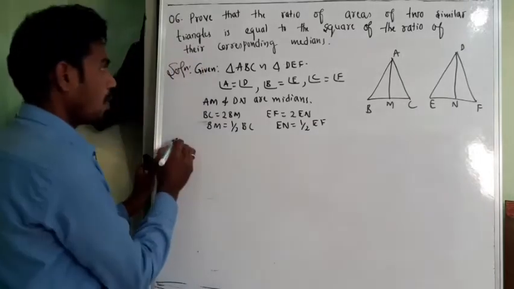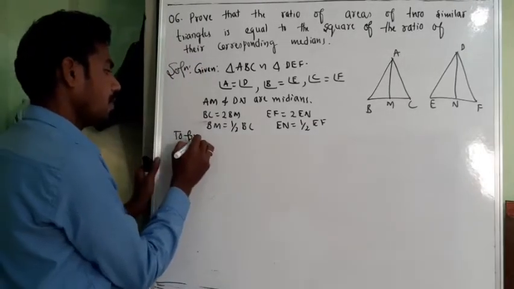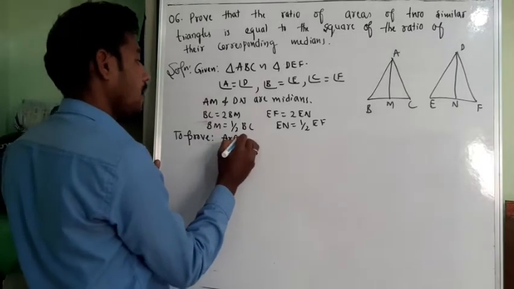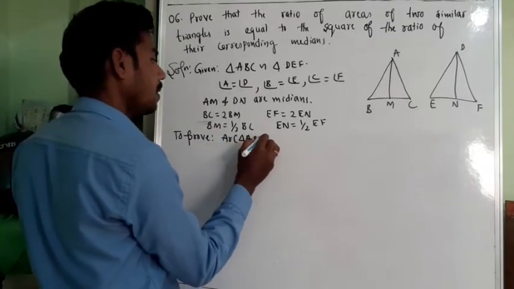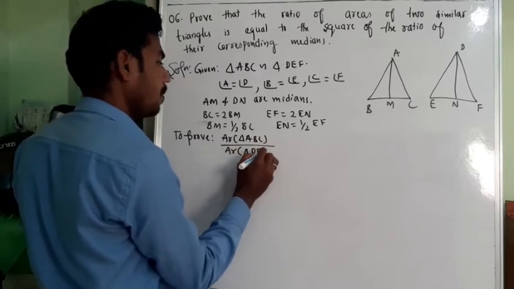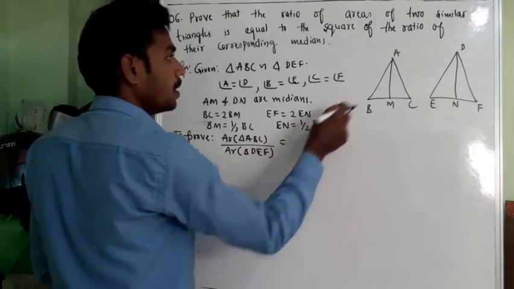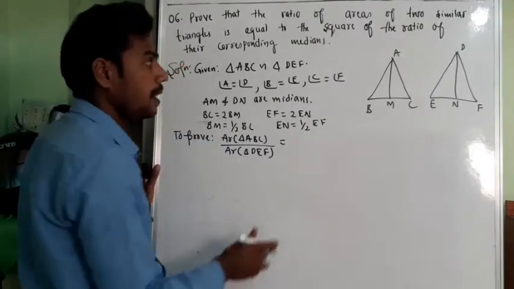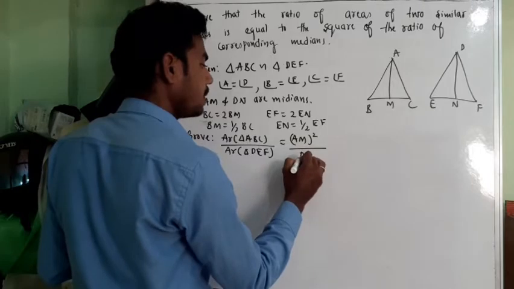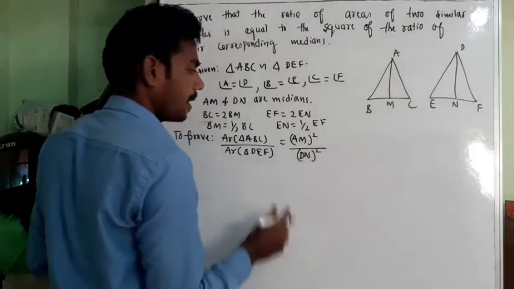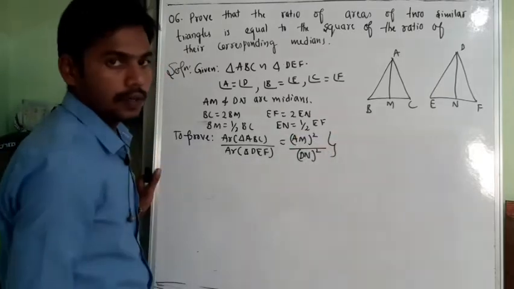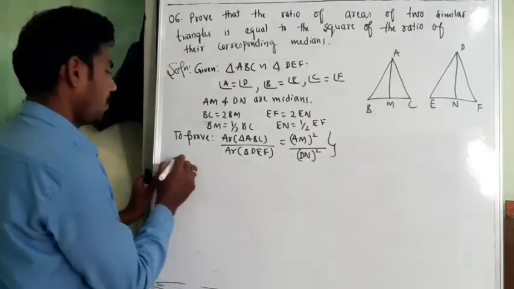What is required for us to prove? We need to prove area of triangle ABC divided by area of triangle DEF is equal to the square of the ratio of their medians, that is AM square divided by DN square. This is the thing that we need to prove. So, prove.